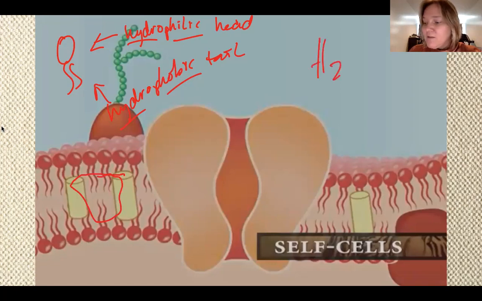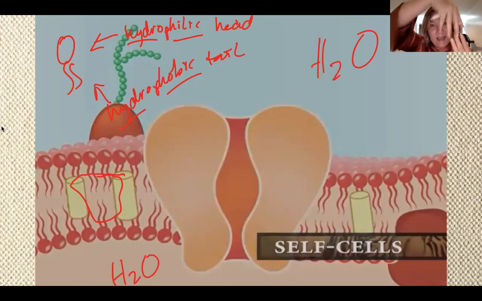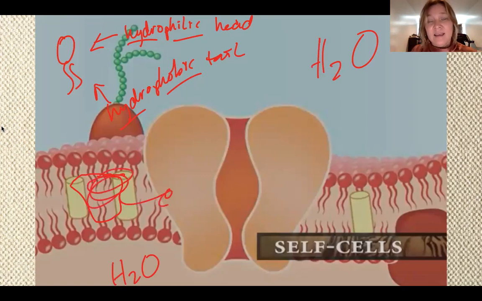And since most of the outside of the cell and most of the inside of the cell is water, you have to have this double layer so that you protect the tails that don't like water. They're all protected in the middle against the watery environment on the inside and outside.